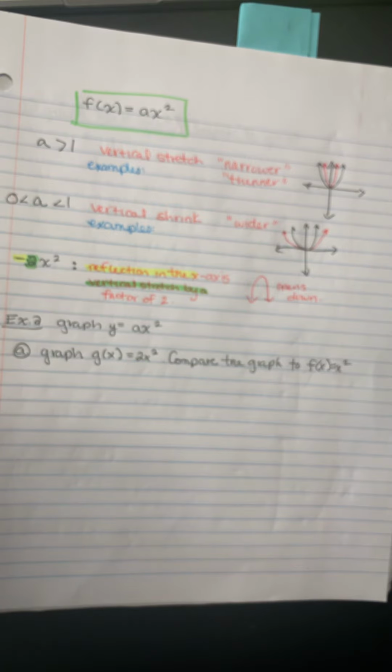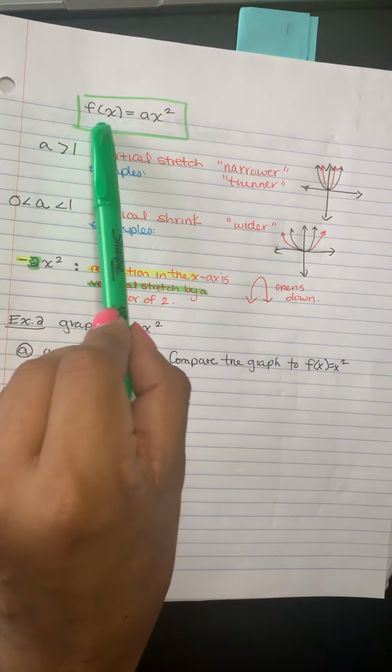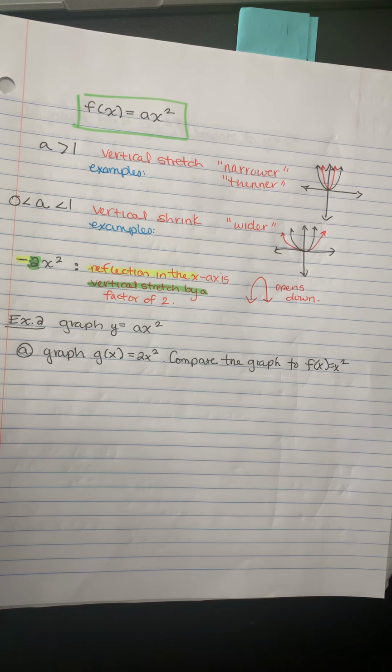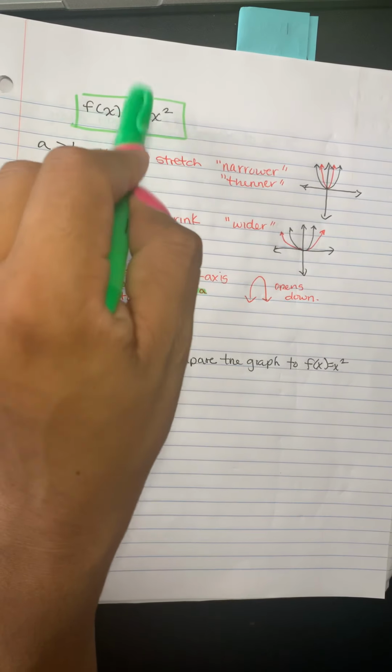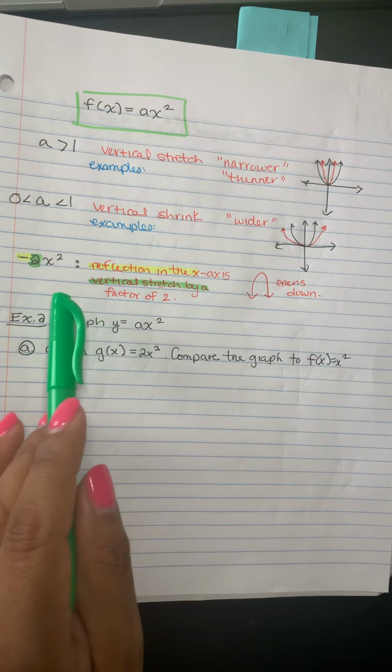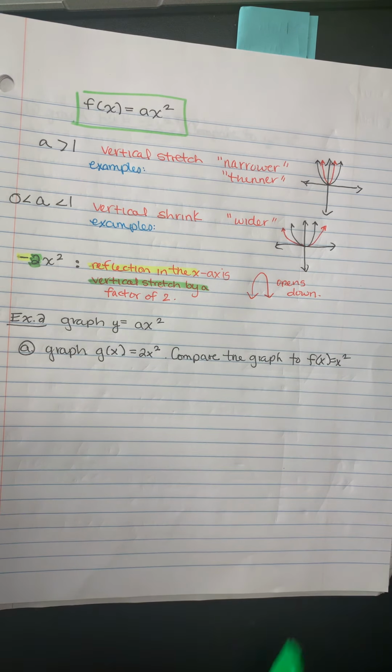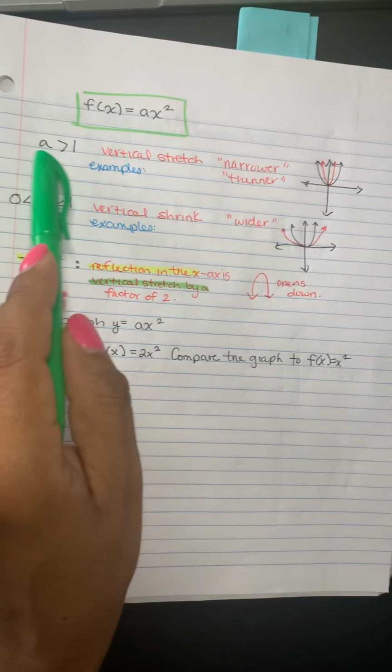Okay, so we're talking about, here's our parent function, f of x is equal to ax squared. We haven't built or added to this quadratic function. So we have to learn this before we move on to 3.2, because if you forget this, then 3.2 and 3.3 are going to be very difficult for you.